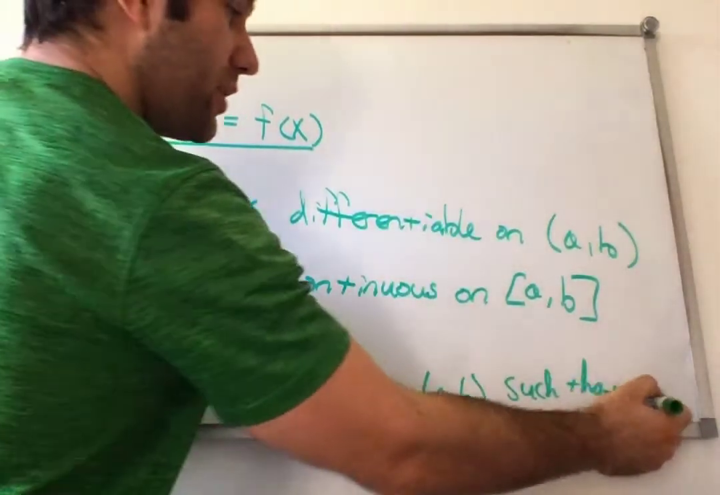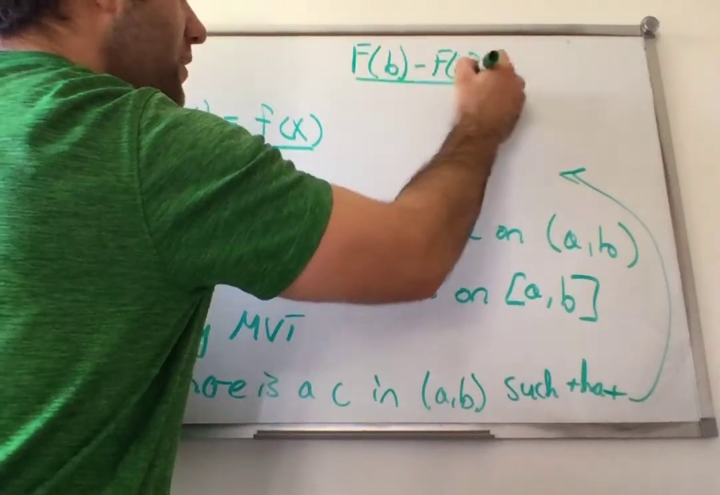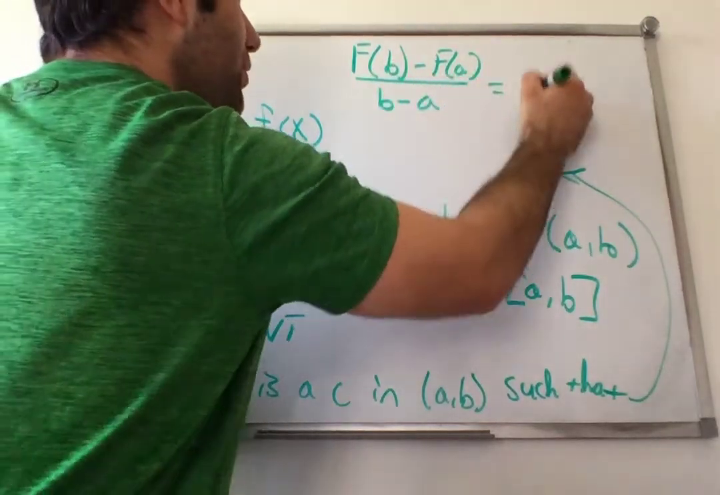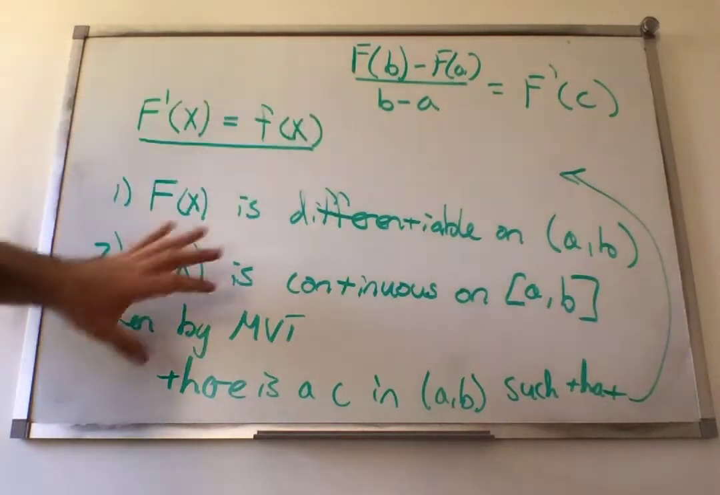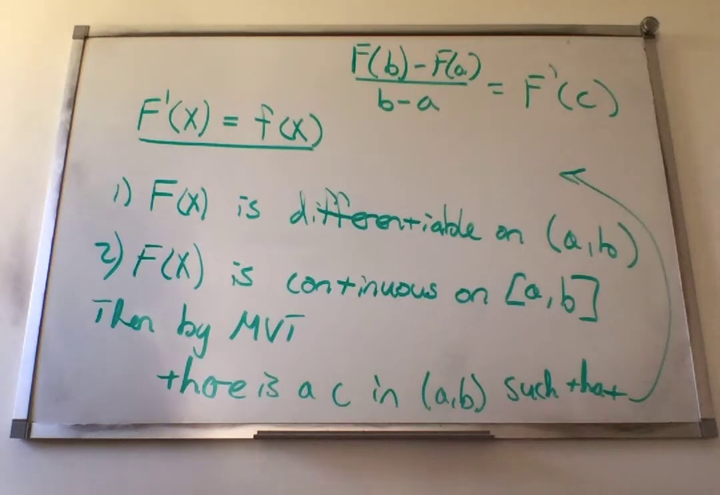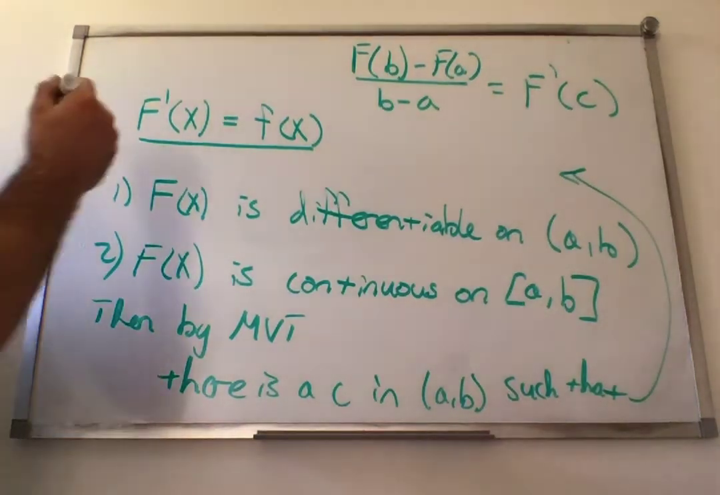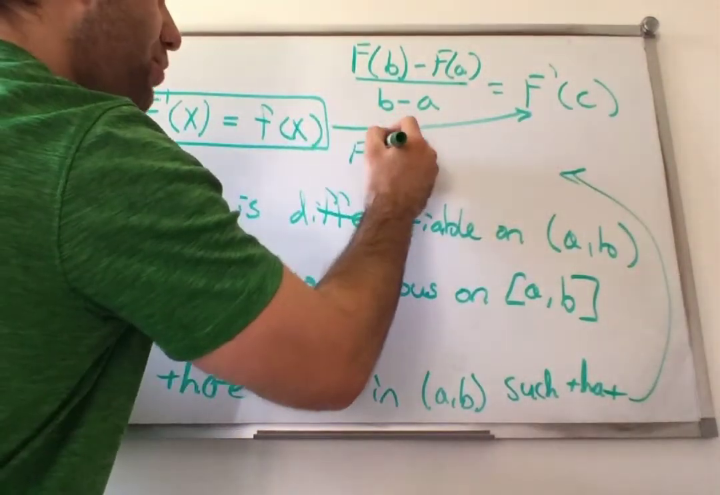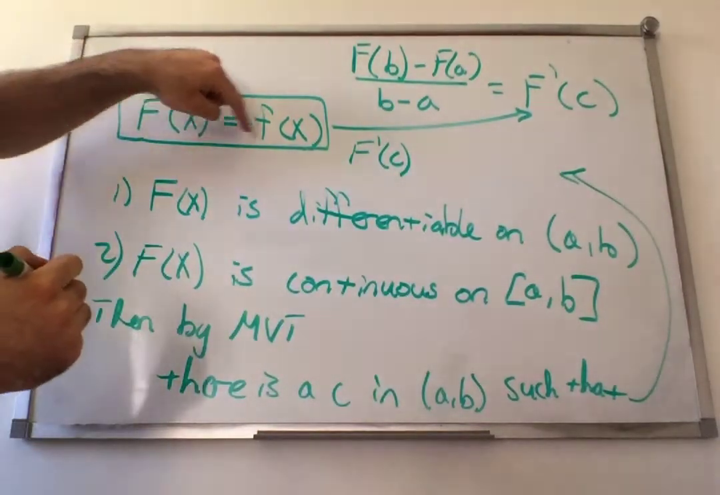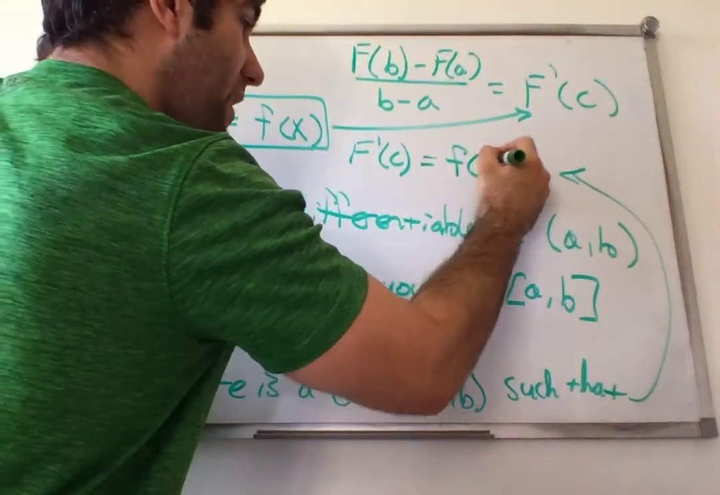So such that, I'm going to go up here now. Big F of b minus big F of a divided by b minus a is equal to big F prime of c. Okay? This is what the mean value theorem says. Go back, look at your notes, or look in the book. Look at the mean value theorem. It's exactly what it says. But now, we're going to use this fact right here. Big F prime of c, well, if big F prime of x is equal to little f of x, then big F prime of c should be equal to little f of c.